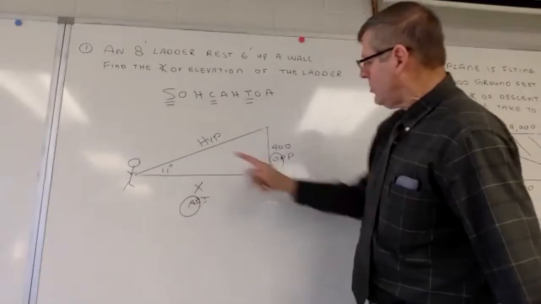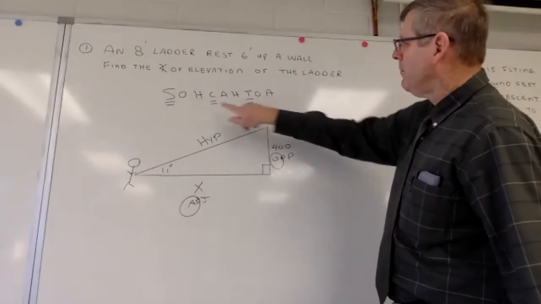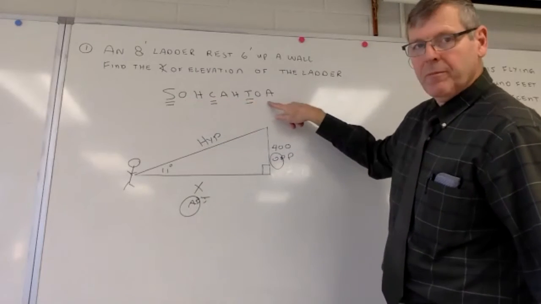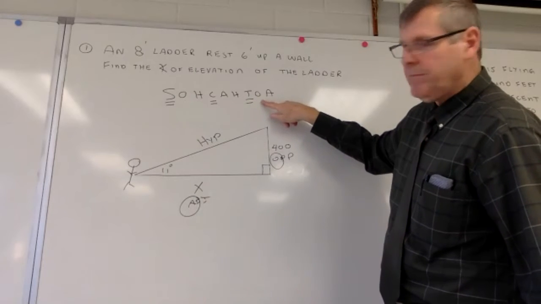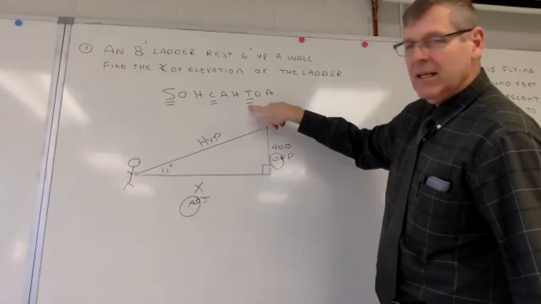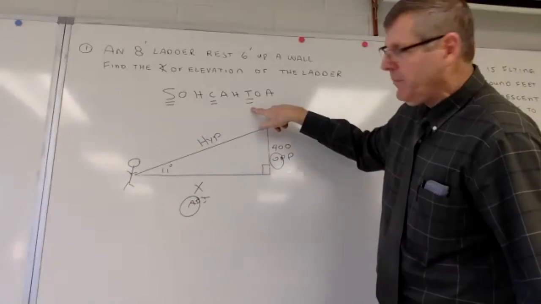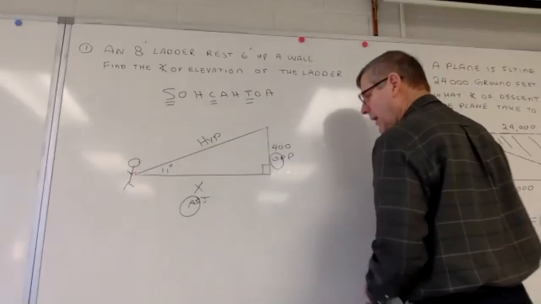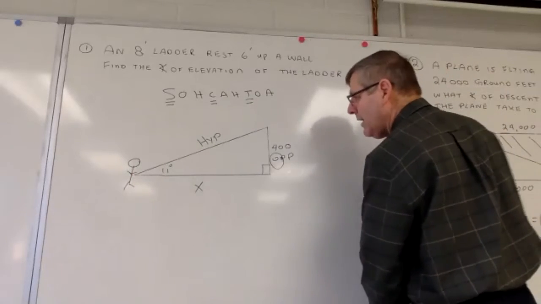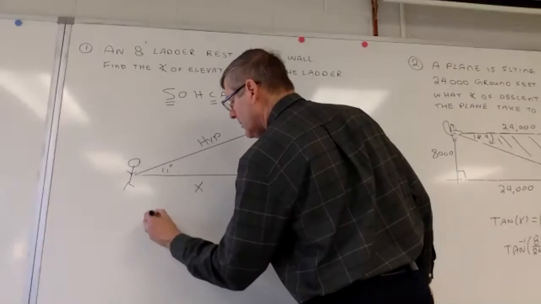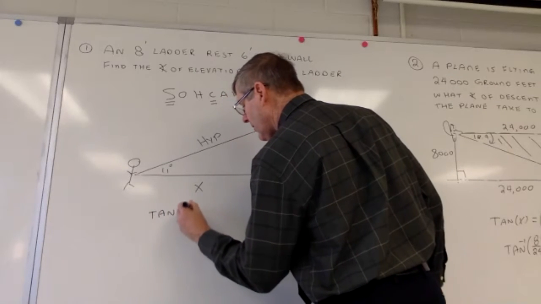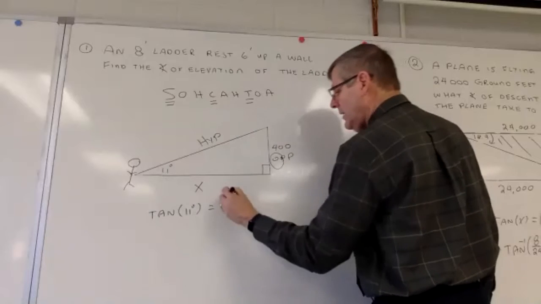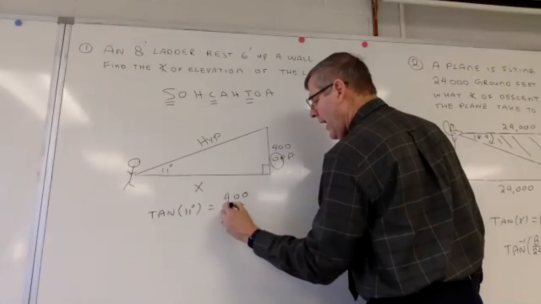Where up here do you see O and A? Do you see O and A here, here, or here? Here, right? So I want to use the tangent. Does that make sense? Yes, sir. So the tangent of where you're standing, I'm standing at the 11 degrees. So the tangent of 11 degrees is nothing more than a ratio. It's the opposite over the adjacent, 400 over X.